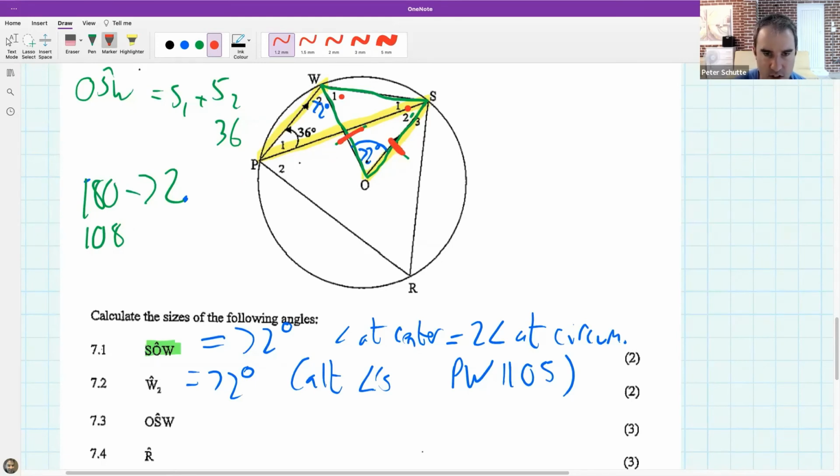So I've used up 72. What's left? 108. I divide it by 2. And what I get is 54, which means OSW is going to be 54 degrees. That was tricky. But I hope that after seeing it, maybe you wouldn't have got it, but you can understand the logic. It's that these radii were hiding. They were hiding their secrets from us. And there was so much going on in the drawing.